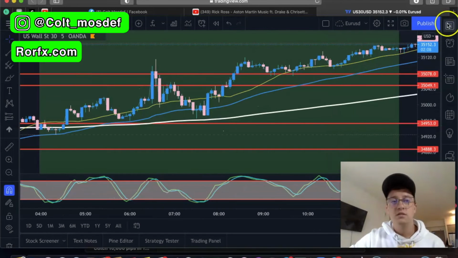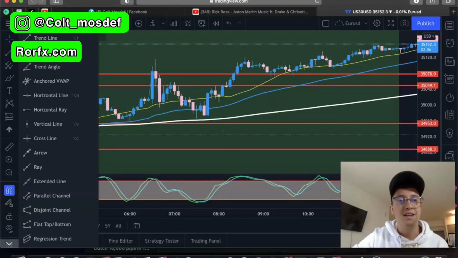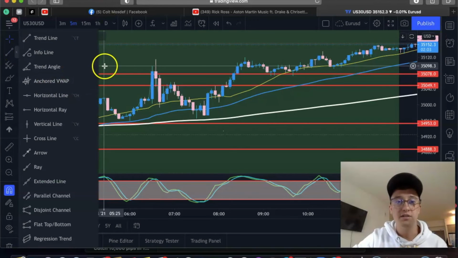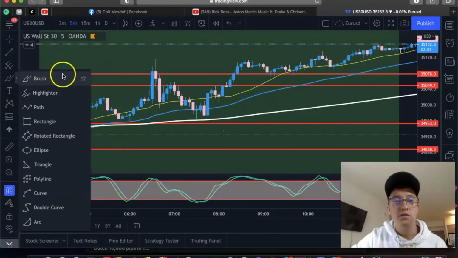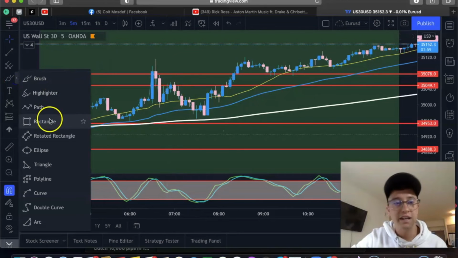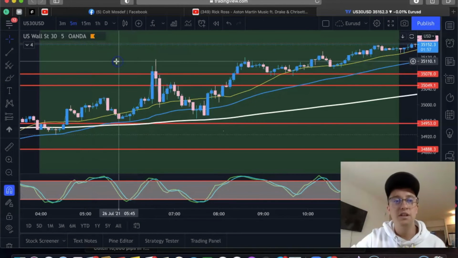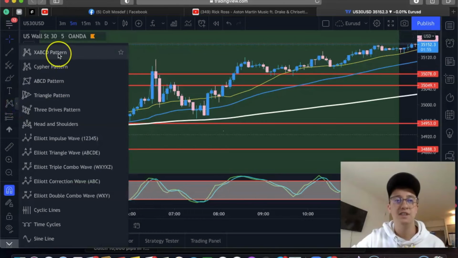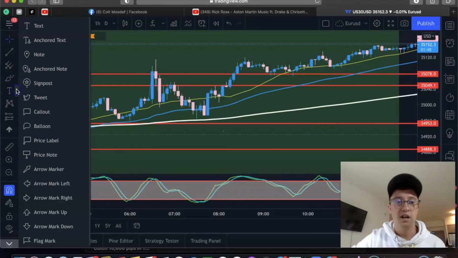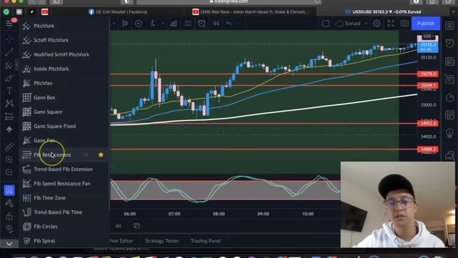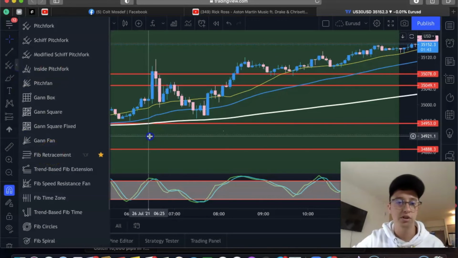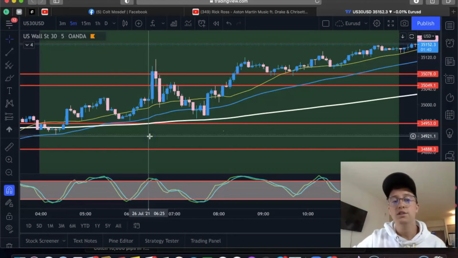Wink, wink, guys. Now the tools that I use are all right here. Horizontal line is something I use very often. I do use a brush to draw things, the rectangle, the ellipse. Really don't use a lot of this other stuff, like the XABCD pattern. Used to, don't anymore. Head and shoulders, don't anymore. I know that we have the fib retracement. Sometimes I'll use the fibs. Honestly, I don't really use the fibs anymore at all. So this is a basic overview on what I use for TradingView and all that good stuff.